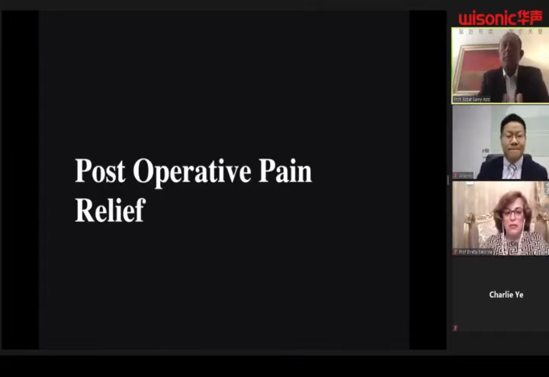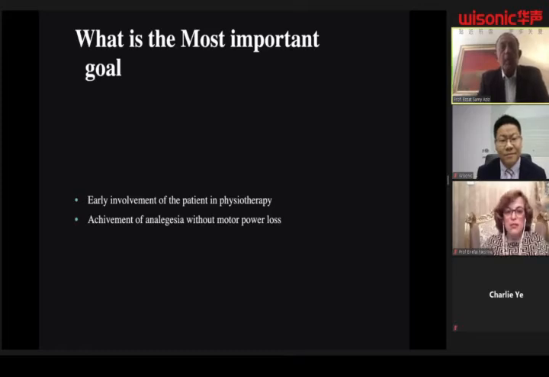So what about, which is the topic of our talk now, the postoperative pain relief, okay? As I said again, the most important goal is that we want to give the patient analgesia without motor power loss. This is our goal as an anesthetist in knee replacements, because if you don't get the patient involved in the physiotherapy as early as you should, then you are a failure anesthetist, okay? Because this will affect the prognosis of the operation. You're putting pressure on the health system, so you have to think about this, okay?